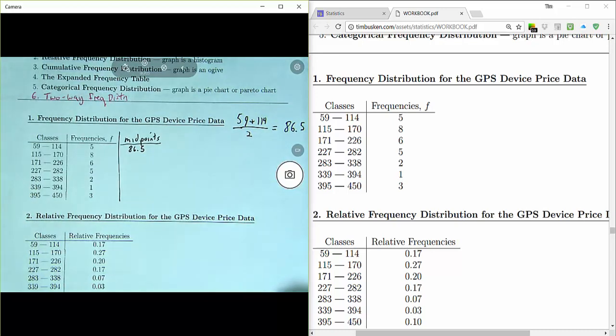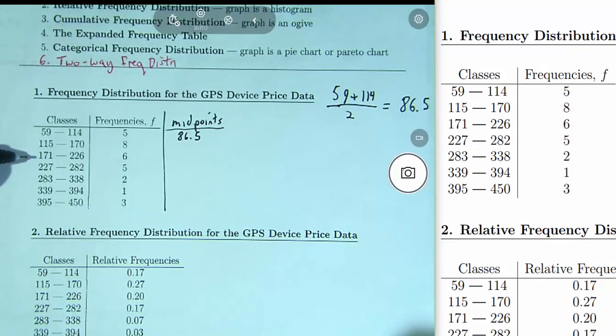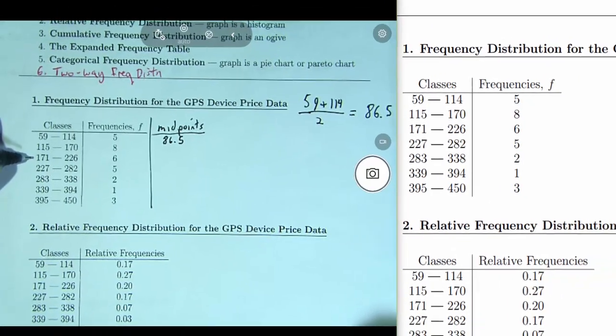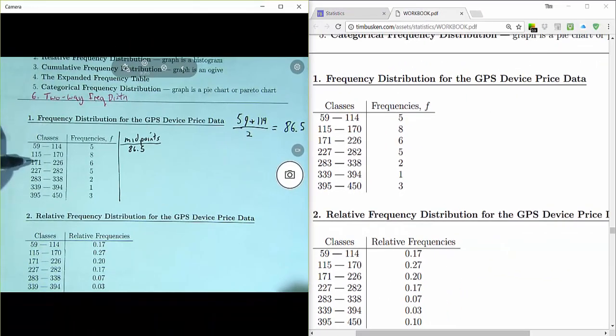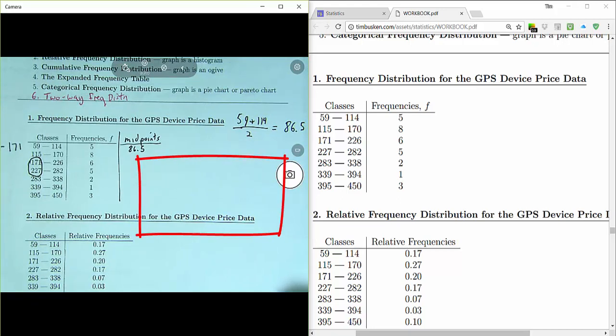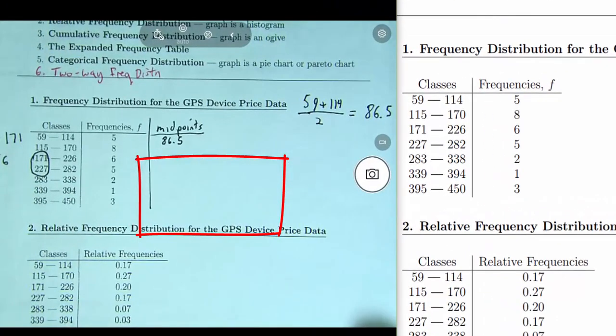Okay, so to get the rest of the midpoints, we could do as we did before, just sum up the class limits and divide by 2, or we can recall that class midpoints are separated by a distance equal to the class width. So the class width for this frequency distribution is 56. One way to verify that is take any 2 consecutive lower class limits and subtract the smaller limit number from the larger limit number, and you'll see that we're going to get the class width. You can do this with any consecutive pair of lower class limits or upper class limits.